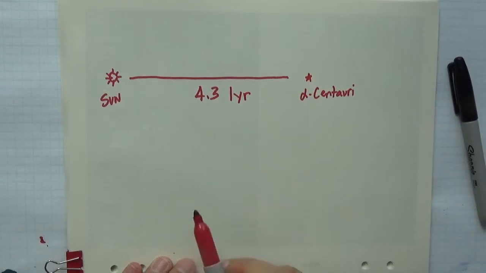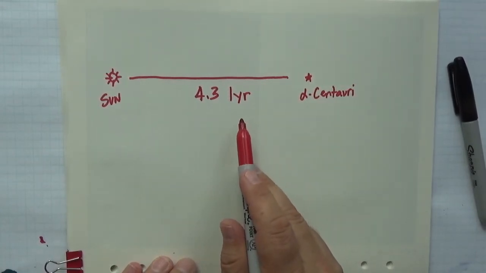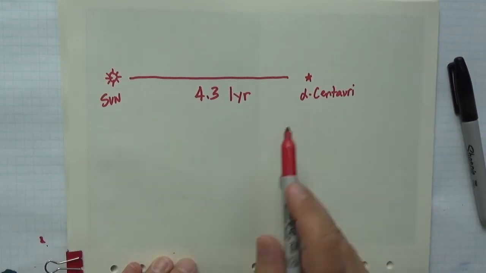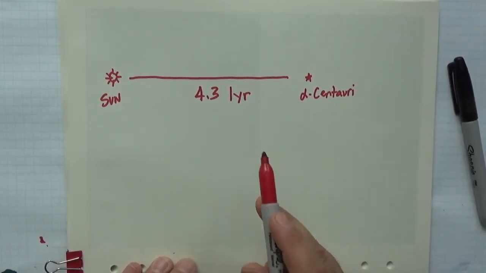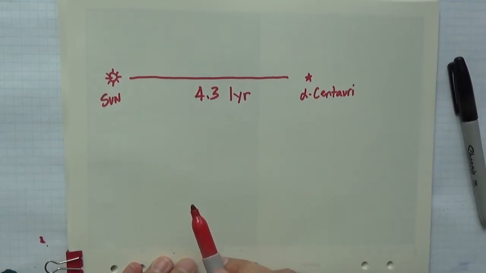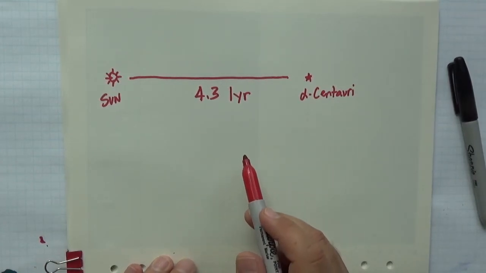Okay, and that's really important to know. Light is the fastest thing in the universe, and a light year is not a time, it's the distance that light travels in a year. So this distance between Alpha Centauri is the distance that light can travel in 4.3 years. In other words, it's a really, really far distance.